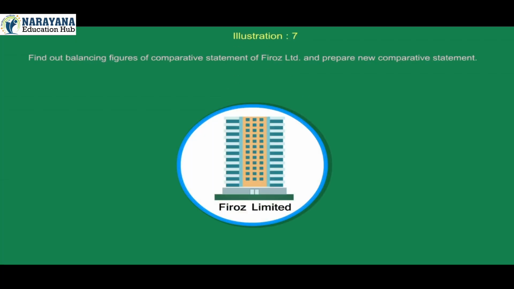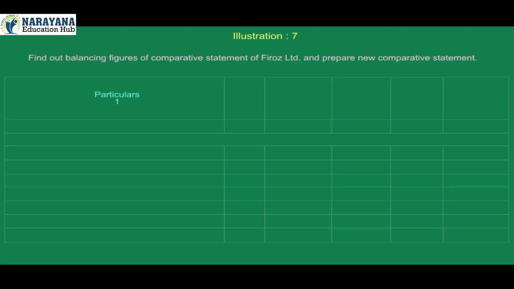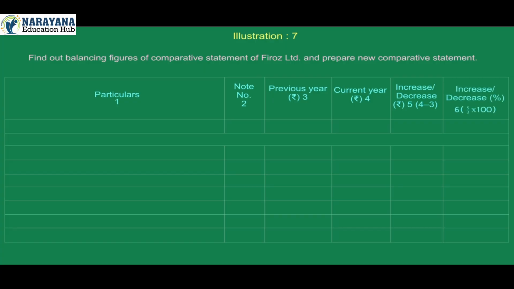Illustration 7. Find out balancing figures of comparative statement of Feroz Limited and prepare new comparative statement. Particulars 1. Note number 2. Previous year 3. Current year 4. Increase or decrease 5, in bracket 4 minus 3. Increase or decrease in percentage 6, in bracket 5 divided by 3 into 100.